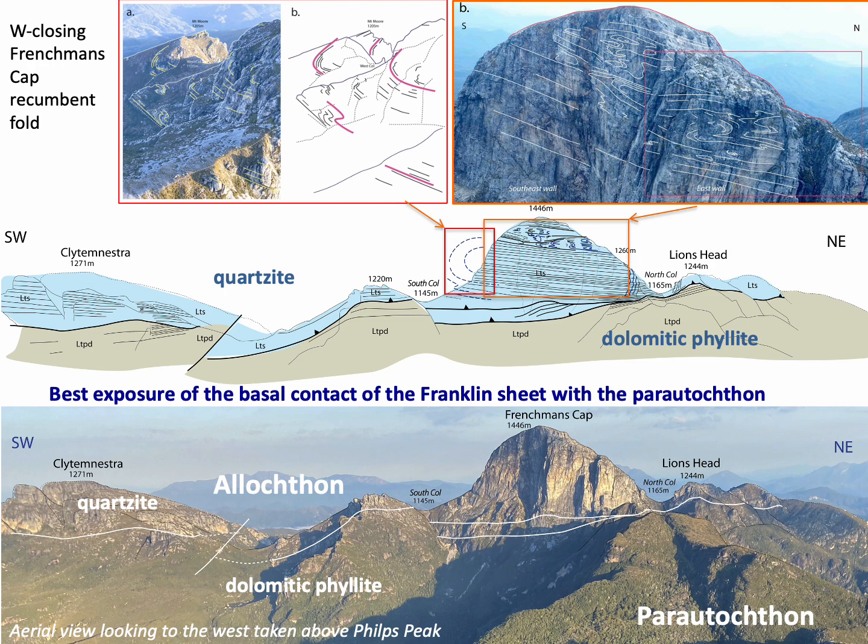The quartzite of Frenchman's Cap shows marked structural zonation within the hinge of a major west-closing recumbent isoclinal fold, best seen in the ridgeline to Mount Moore shown on the top left. The folds within Frenchman's Cap itself are shown in the image on top right.